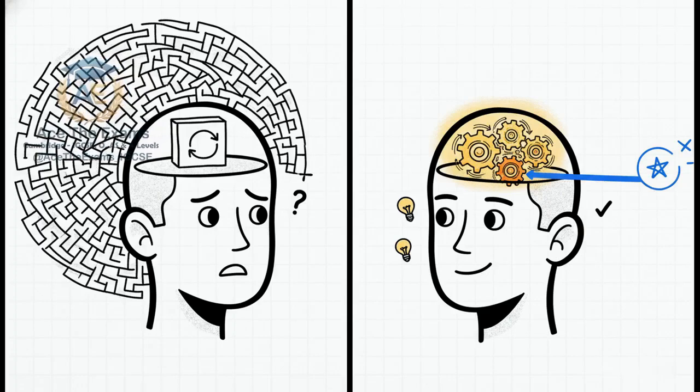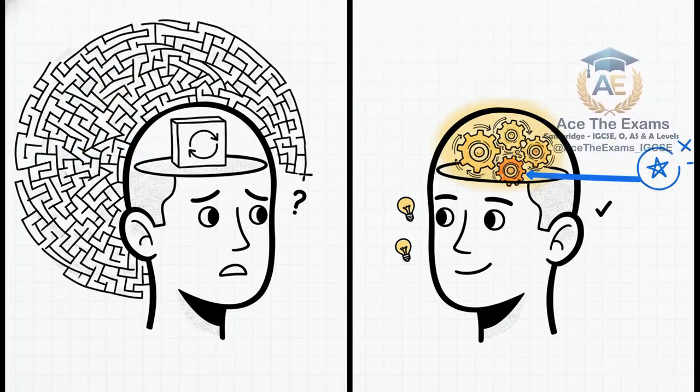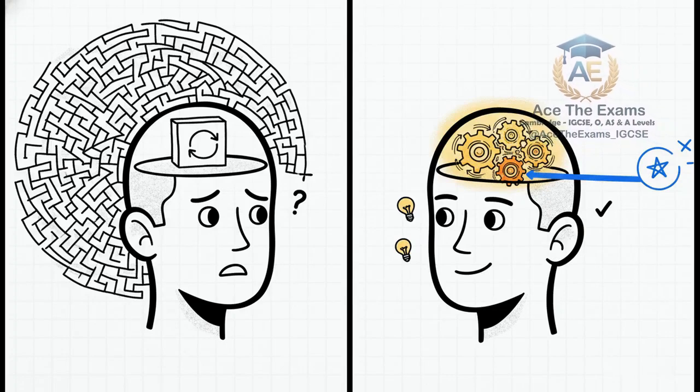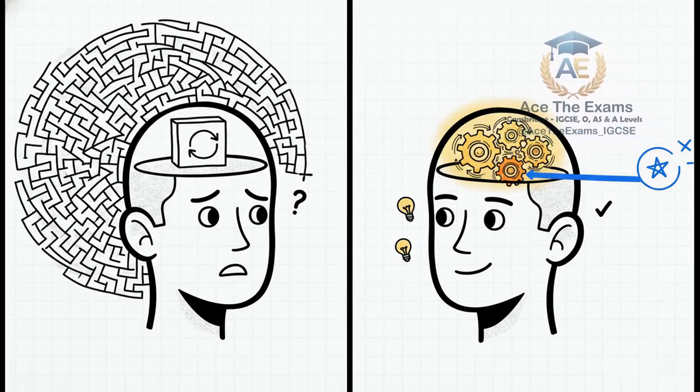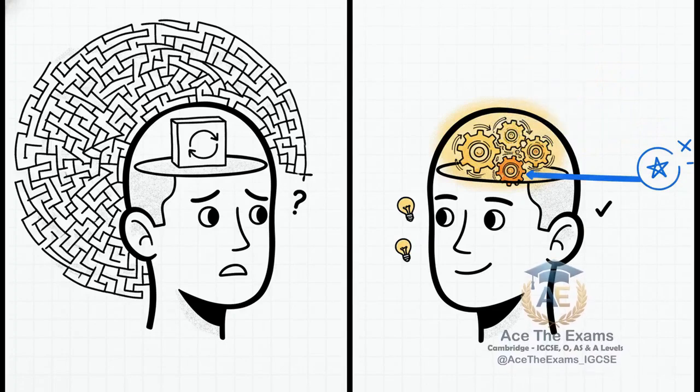Examiners are actively testing your ability to decode command words. To beat this trap, top students use the PEEL framework: point, evidence, explanation, link. It's an incredible structure. You make your point about the logic gate, provide the binary evidence, explain the mechanism, and link it right back to the specific real-world scenario in the question. This is how you prove analytical depth.